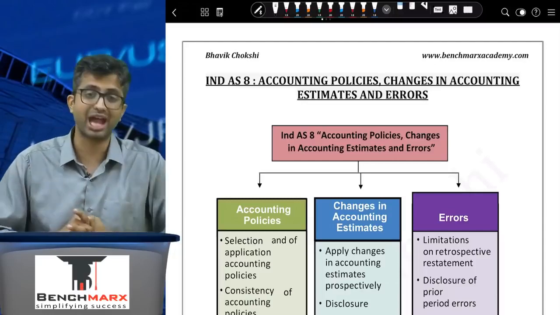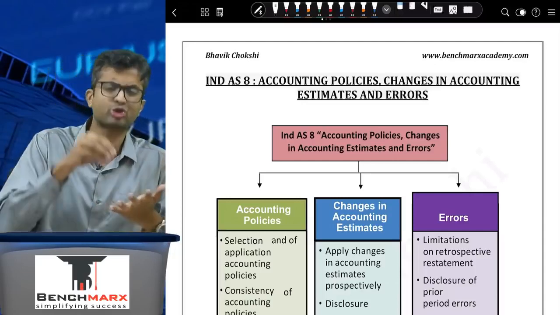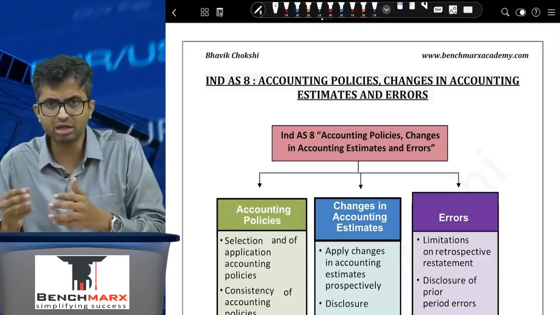The third and the last part is error. Error is mathematical, clerical. It is linked to facts. It is not linked to judgment. And error is a factual thing.